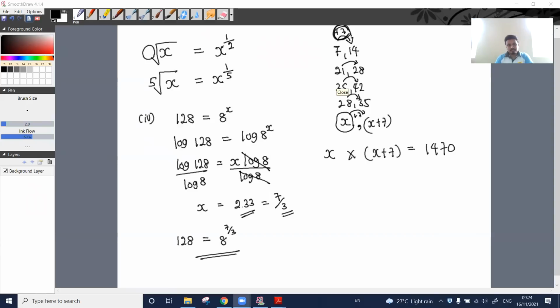1470. Right? So now we can solve this one. X into x, that is x squared. X into 7, that is plus 7x equals what? 1470. Take this 1470 also to the left hand side. Then it is x squared plus 7x minus 1470 equals 0.